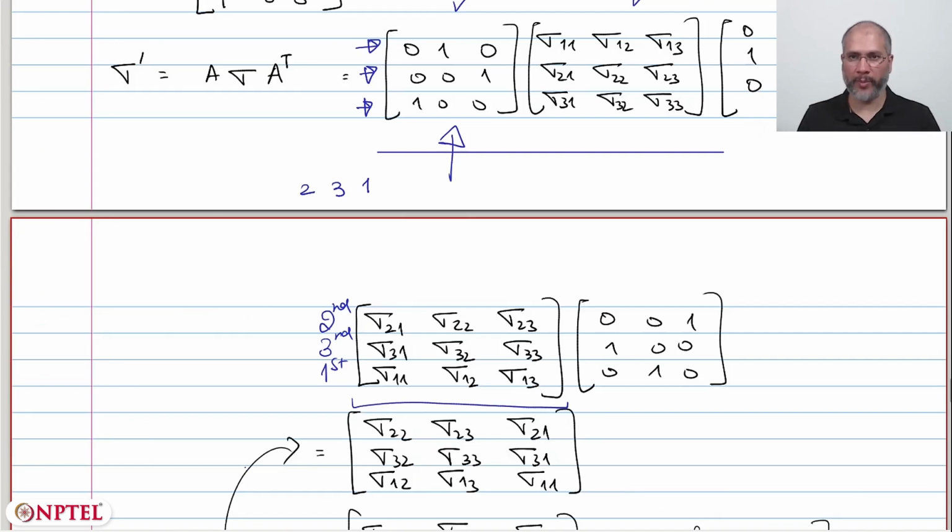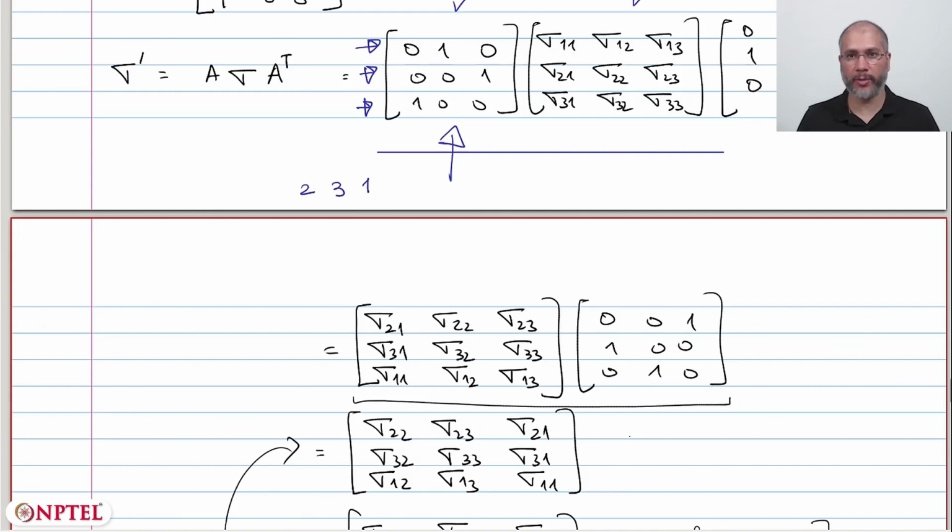Again, you don't need to remember this, but permutation matrices are quite common in different domains in mathematics. So I'm just telling you that. All right, so let's move on further. Now we'll do the multiplication of sigma with this A transpose.